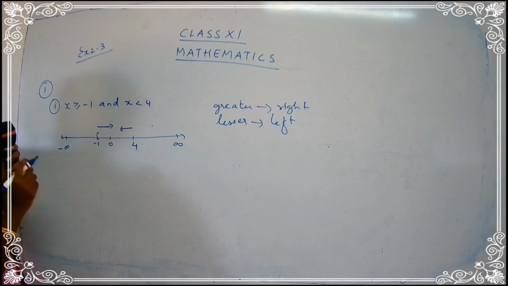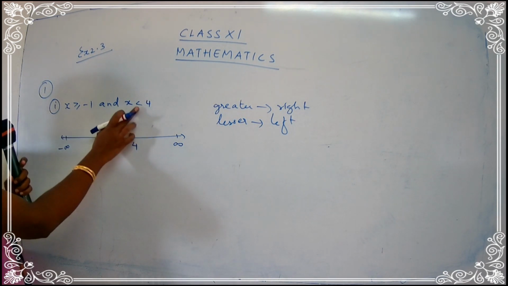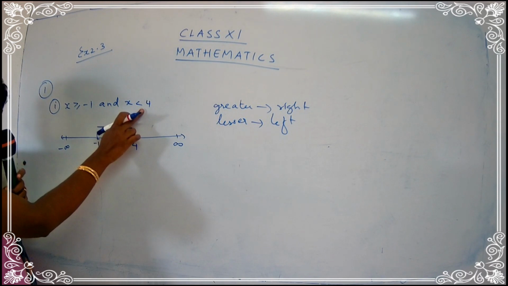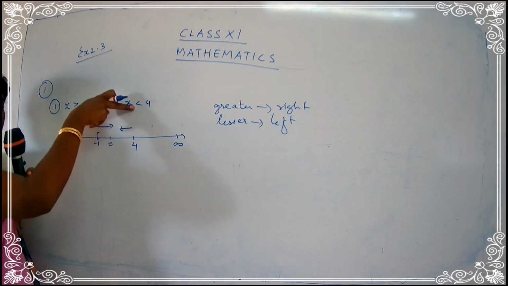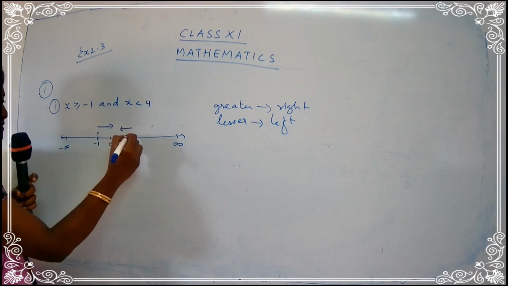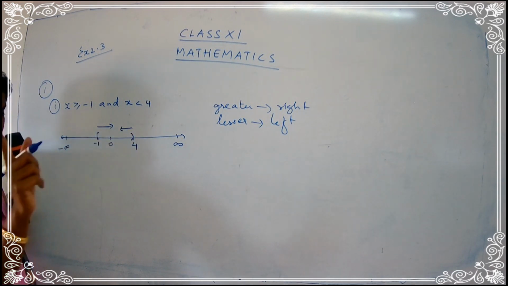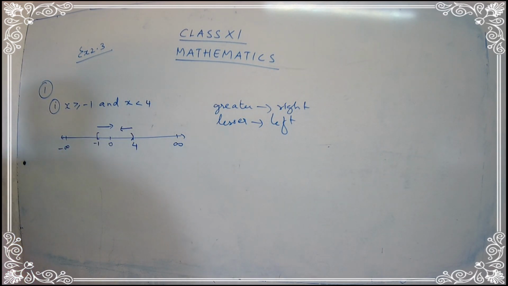So now, are we going to consider the number 4? How many people say yes? So no one is raising the hand. That means you have understood the concept. Yes? So x is less than 4 means you are not going to consider the number 4 because we have only less than. We don't have less than or equal to. So this number is not included. Clear, children? So let's complete the answer now.